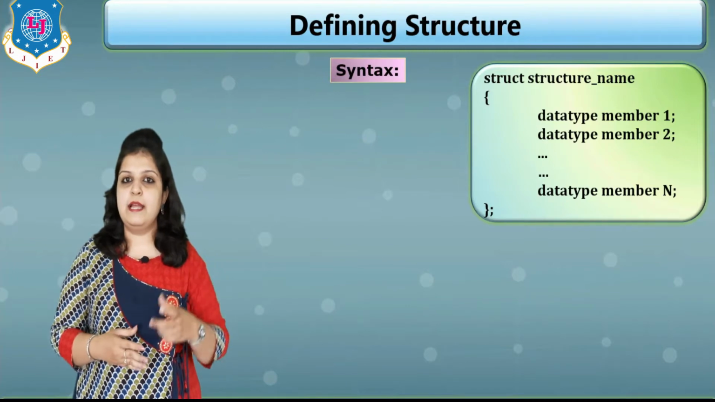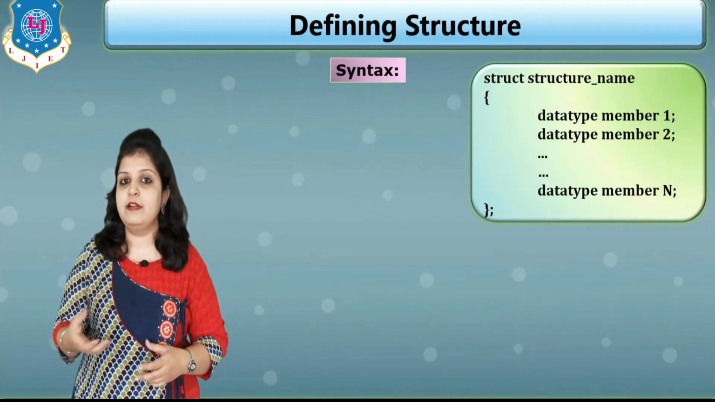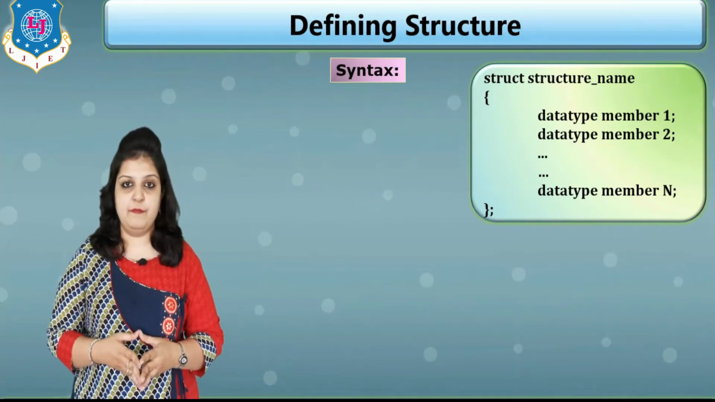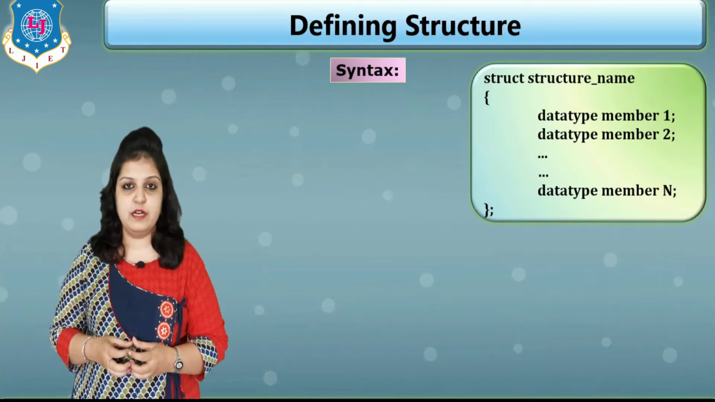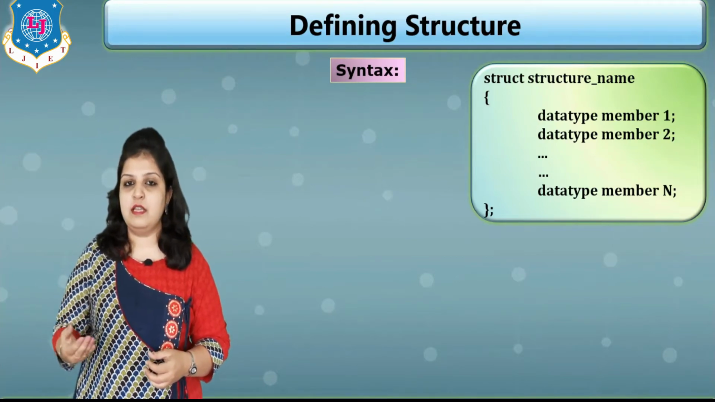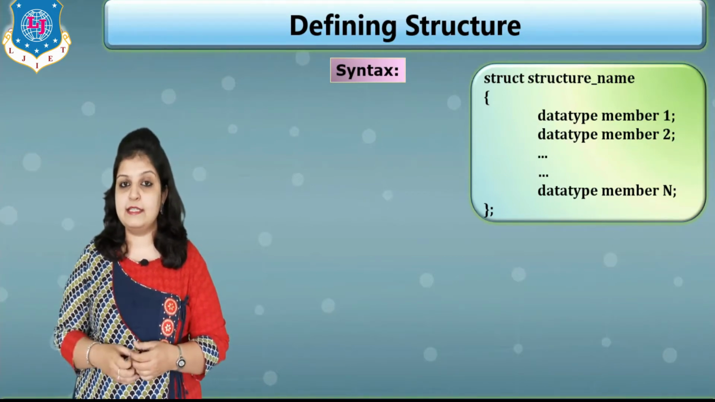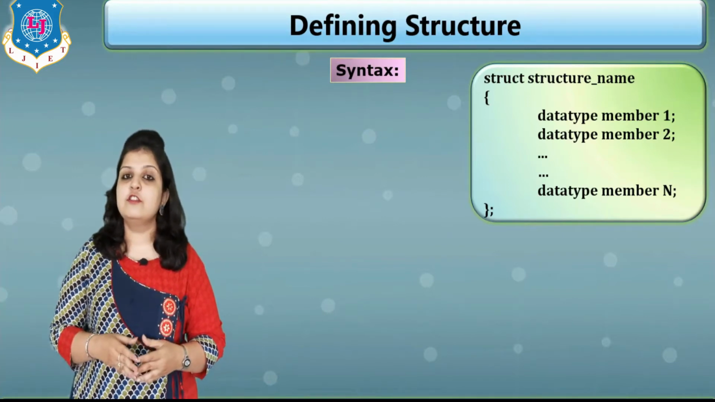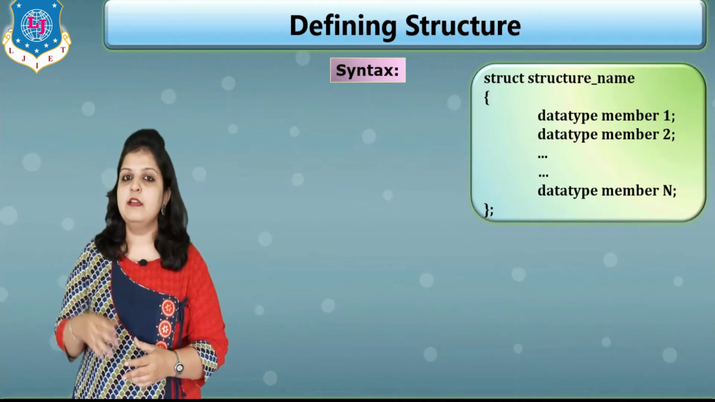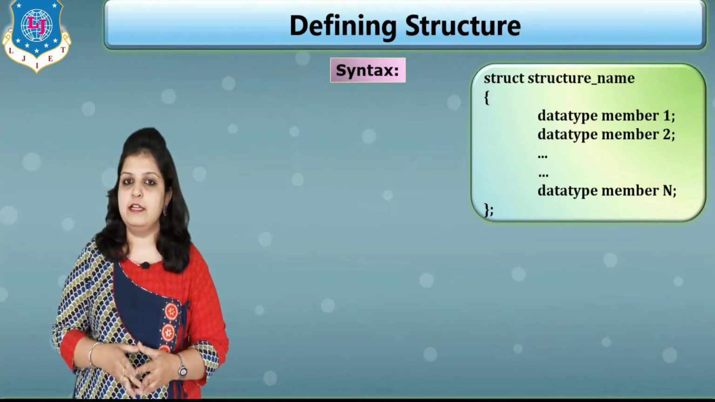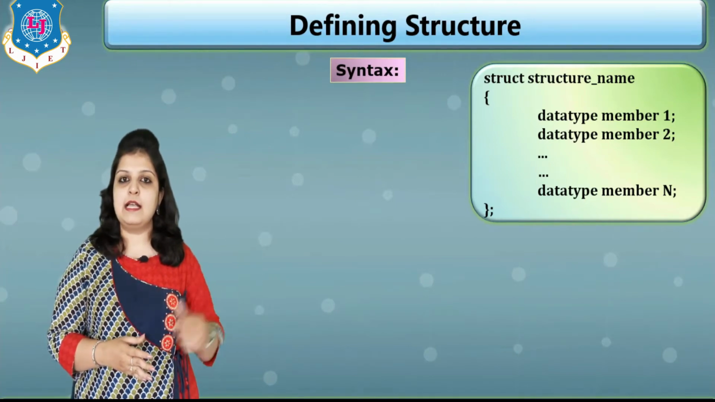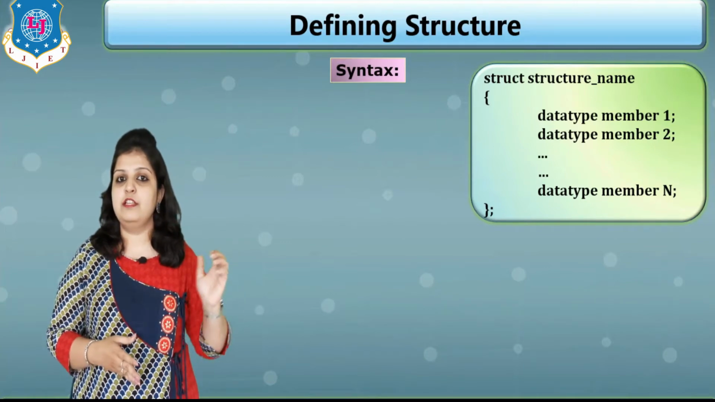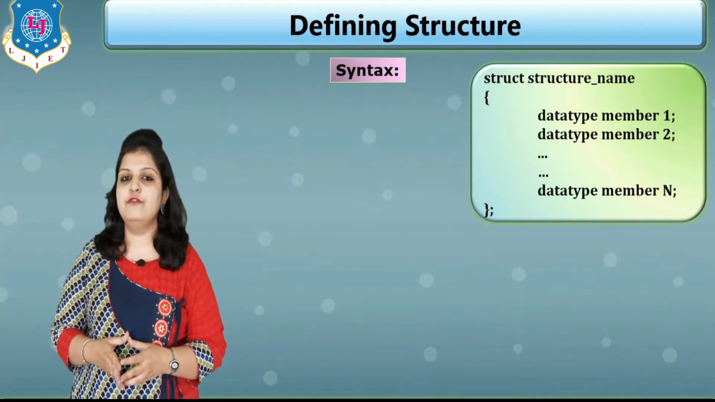Then in curly brackets you have to define different members. Members means the attributes of the particular structure. If we want to store the details of students, then student roll number, student name, student date of birth, address, all are called members of our structure. These members we can define here by declaring their data type, and at last a closing curly bracket and semicolon. So this is the definition of structure. Now let's see an example of how we can define it.